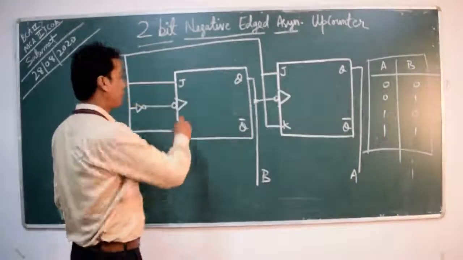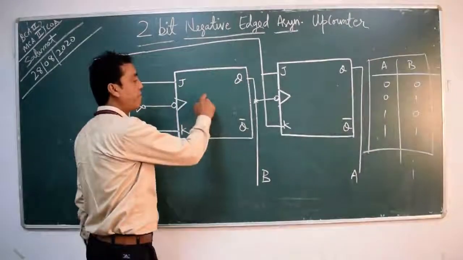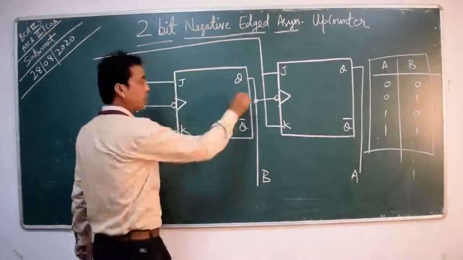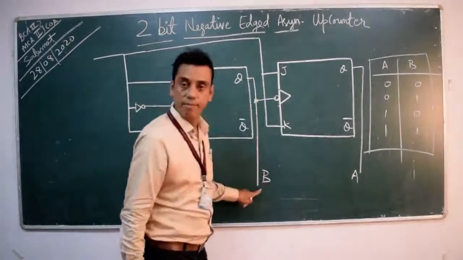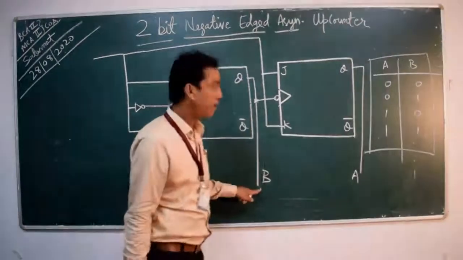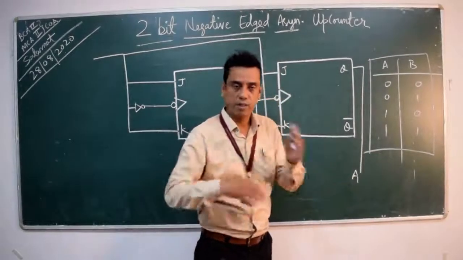Now come to this circuit diagram. This is one JK flip-flop. This is another JK flip-flop. This is the output line of the JK flip-flop. This is the B line. The first JK flip-flop is the B line, and the second JK flip-flop is the A line. It goes in just reverse order.